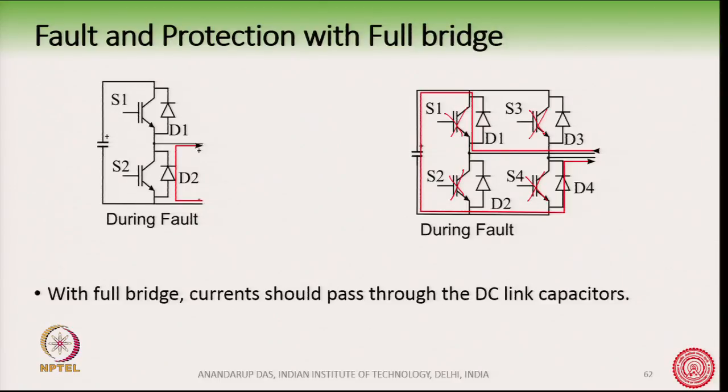But if you observe the path of the current, you will see that it will always flow through the DC link capacitors. For example, the current comes through here, flows through this diode and through this capacitor and comes out through this diode here. Okay. So, depending on the voltage polarity, it acts as an uncontrolled rectifier. However, the path of the current always gets completed through the DC link capacitor, right. So, this is a behavior which is different from the half bridge.